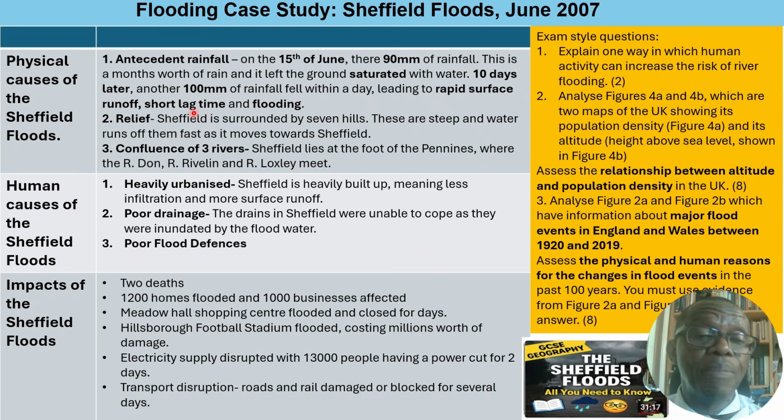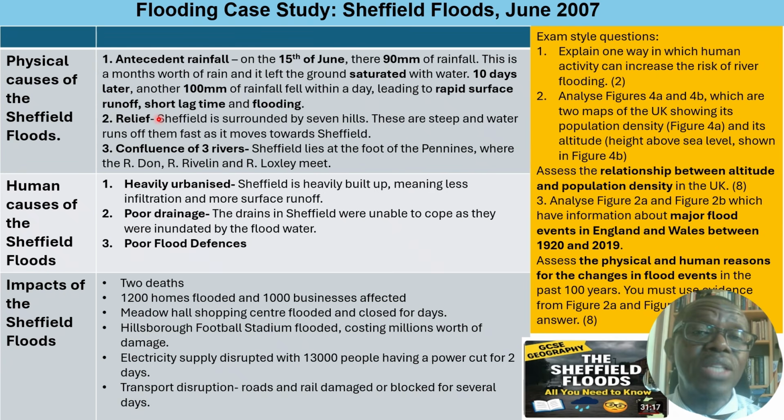Then the next physical cause is the relief of Sheffield. So Sheffield is surrounded by 7 hills, and these are quite steep, obviously, and the water will flow down those hills quite quickly as it comes towards Sheffield. And Sheffield is located at the foot of the Pennines, which then means that it's on flatter ground or lower ground that is at the foot of these hills. And of course, that water reaches there quite quickly.